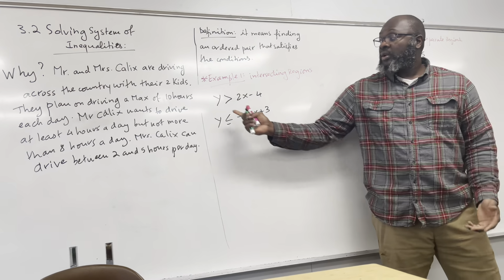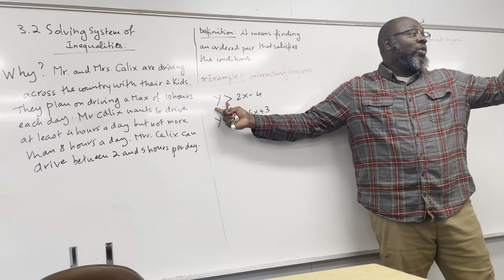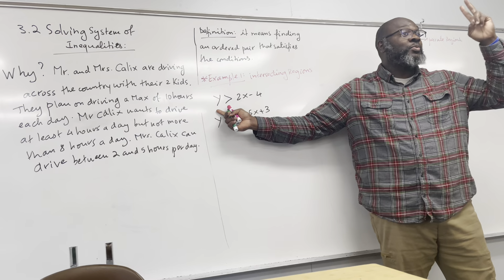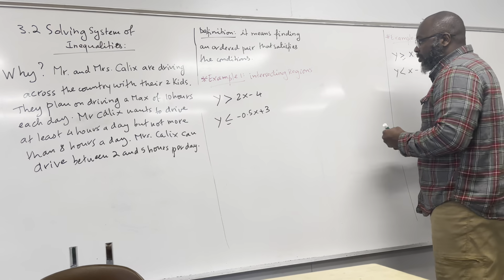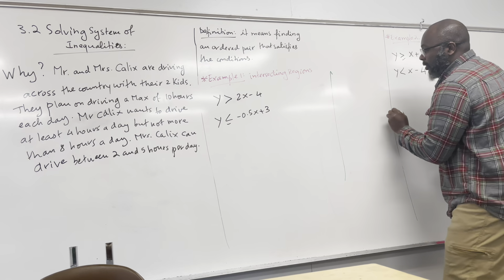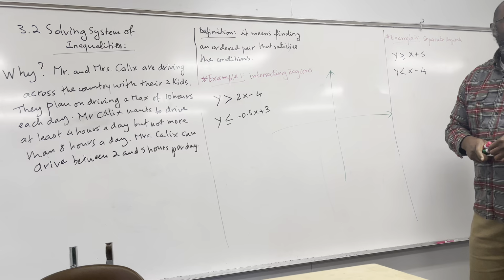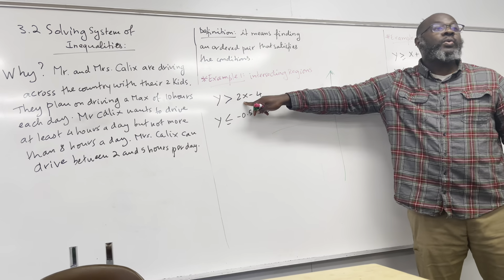Remember, before we left, we learned how to graph inequalities, but it was just one inequality. Now you have 2 of them. It's not just one, you have 2 inequalities that you have to put on a set of axes, right? So now let's go ahead and do that. So let me draw my set of axes, right? So my first equation is y is more than 2x minus 4.